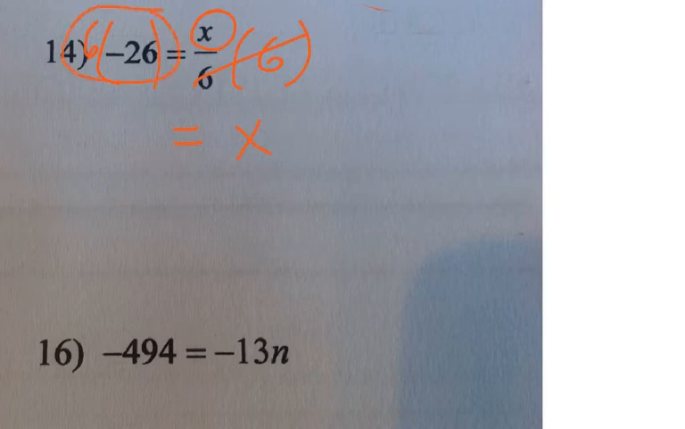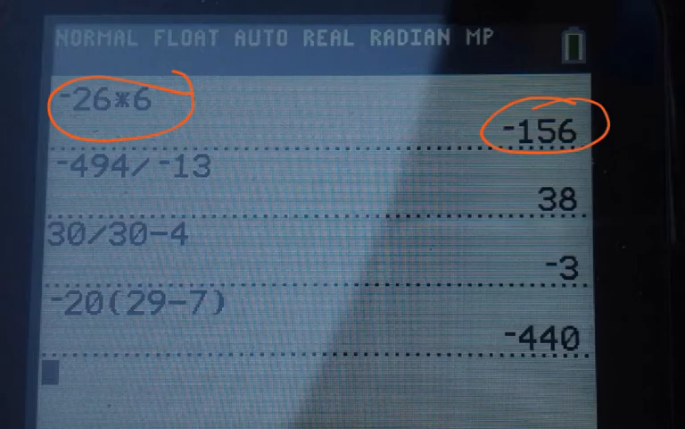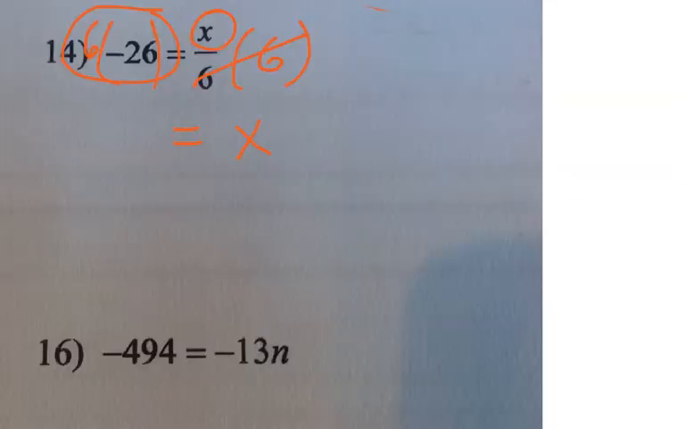Now I don't know about you, but maybe I can't do that in my head. So what do I use, guys? I use a calculator, right? So as you can see, right here, I went ahead and did negative 26 times 6, and I got negative 156. And so I know, therefore, that x must equal negative 156. Remember what we talked about today, guys? We're going to start using our calculators. Okay? That way we can focus more on the algebra and not worrying about the calculations.